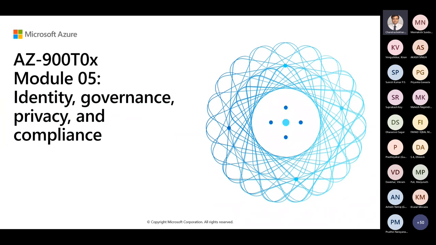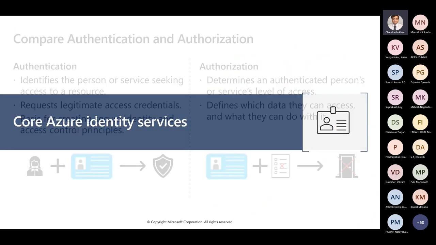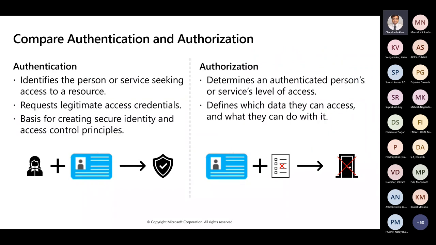Module 5 talks about identity, governance, privacy, and compliance. Compare authentication and authorization. Authentication is about identifying a person who wants to interact. And once that person is authenticated, what kind of services should be allowed to him is decided by authorization. Authorization determines an authenticated person's or service's level of access. It defines which data they can access and what they can do, whether a person has a read privilege, a write privilege, or an administrative privilege.